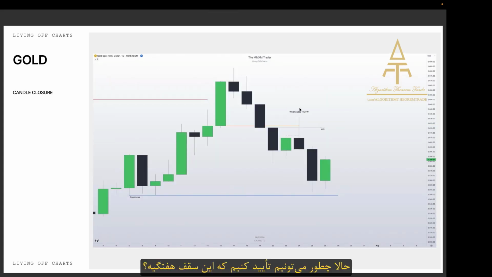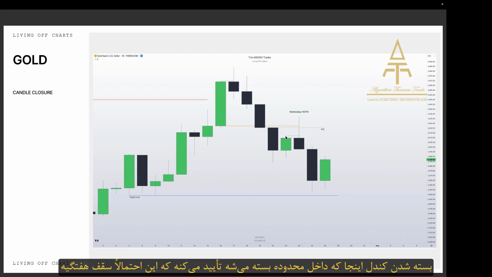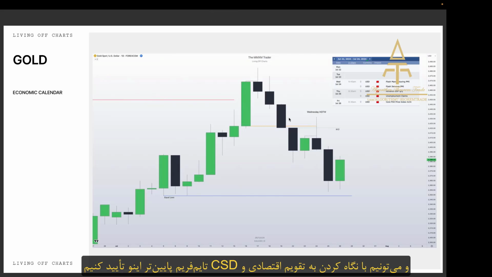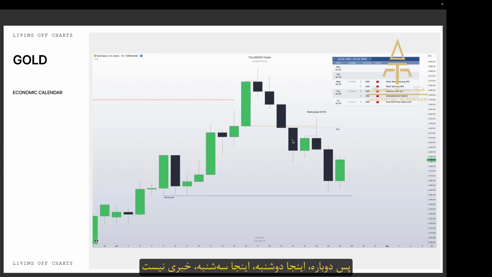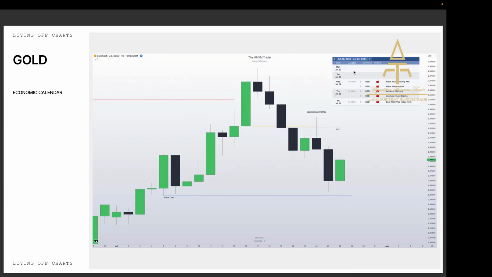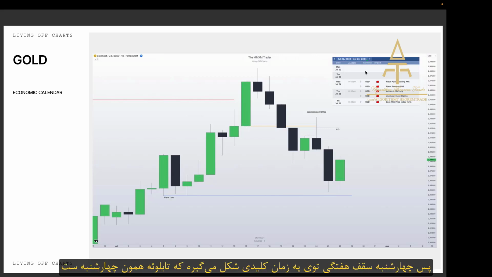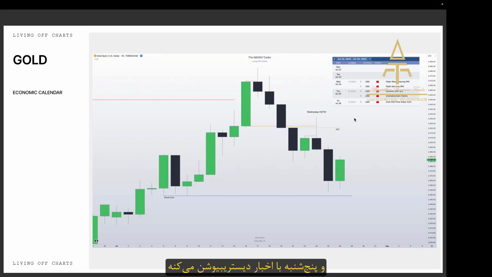Now, how can we confirm this is the high of the week? The candle closure here, where we close inside, confirms that this is most likely the high of the week, and we can trade the next day, or we can trade this day here if you're confident enough. And we can confirm that by looking at the economic calendar and the lower time frame CSD. So once again, Monday here, Tuesday here, no news. We see Wednesday run up higher and Thursday distribute once again. So Wednesday high of the week forming at a key time being Wednesday, obviously, and Thursday distributing with the news.